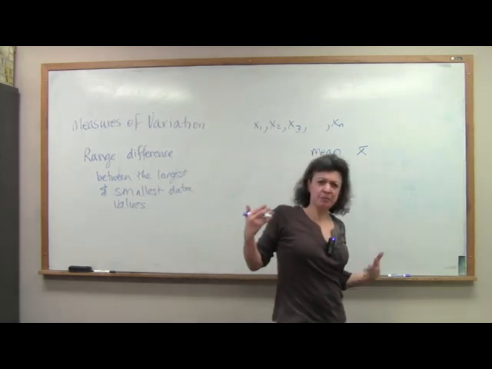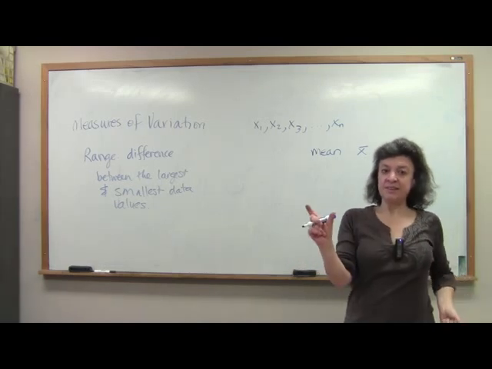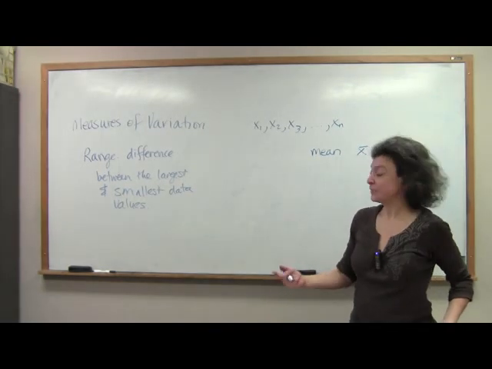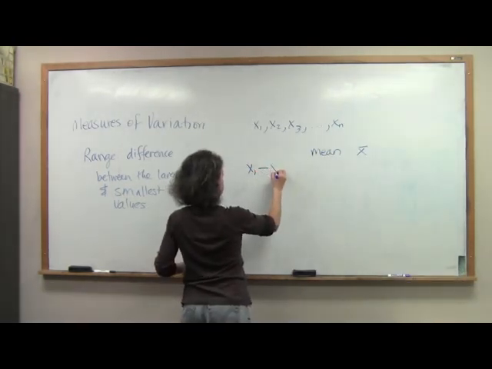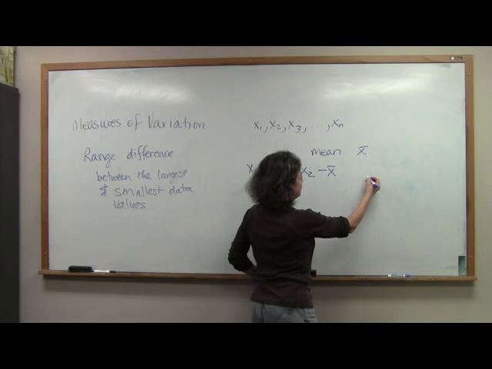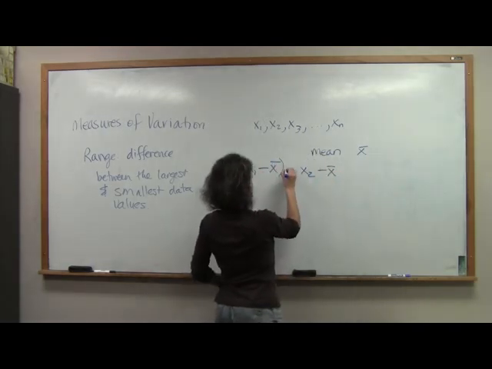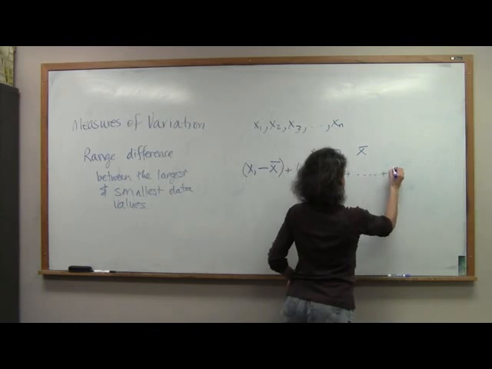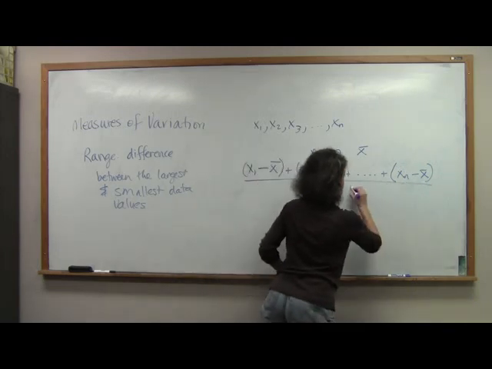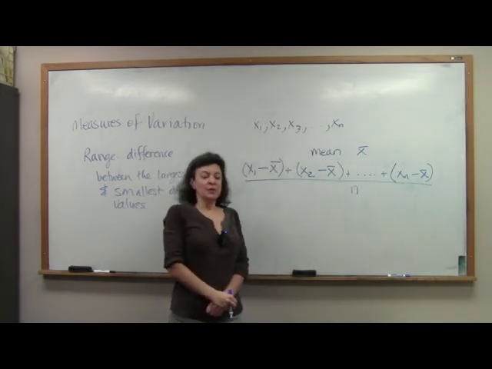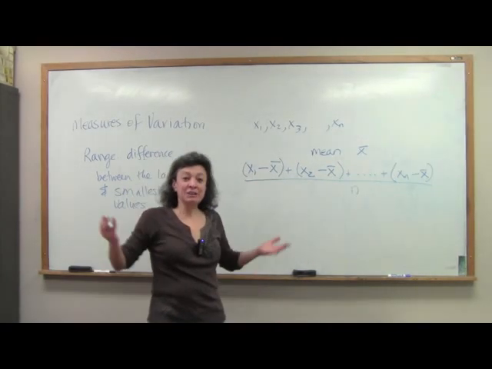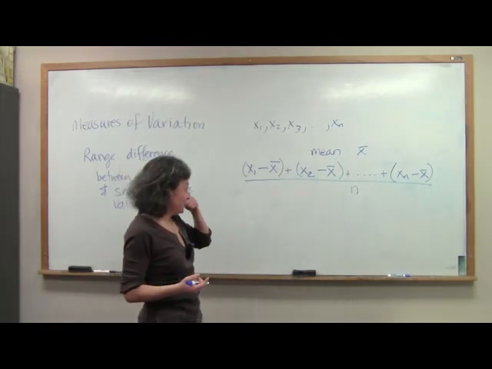Okay, a reasonable thing to say is, well, why don't we take each data point, see how far away the mean is, and then take the average of that. Okay? In other words, take your first data point, subtract off your mean. Take your second data point, subtract off your mean. Take your third data point, subtract off your mean. And go on down the line. And then take your average. Well, the problem is you're going to get 0, right?